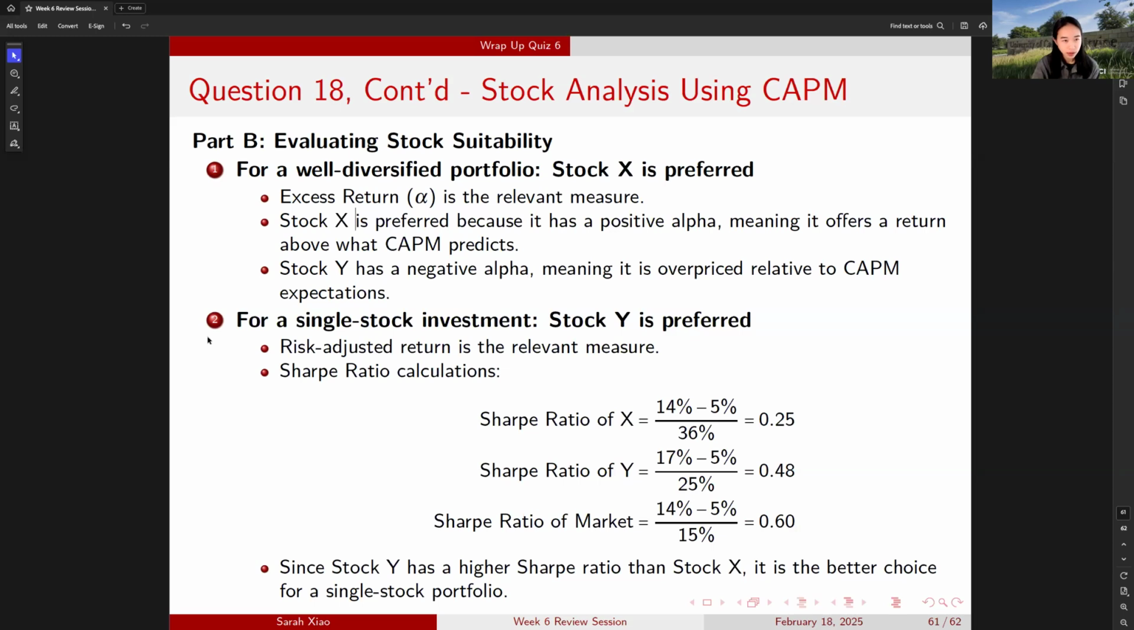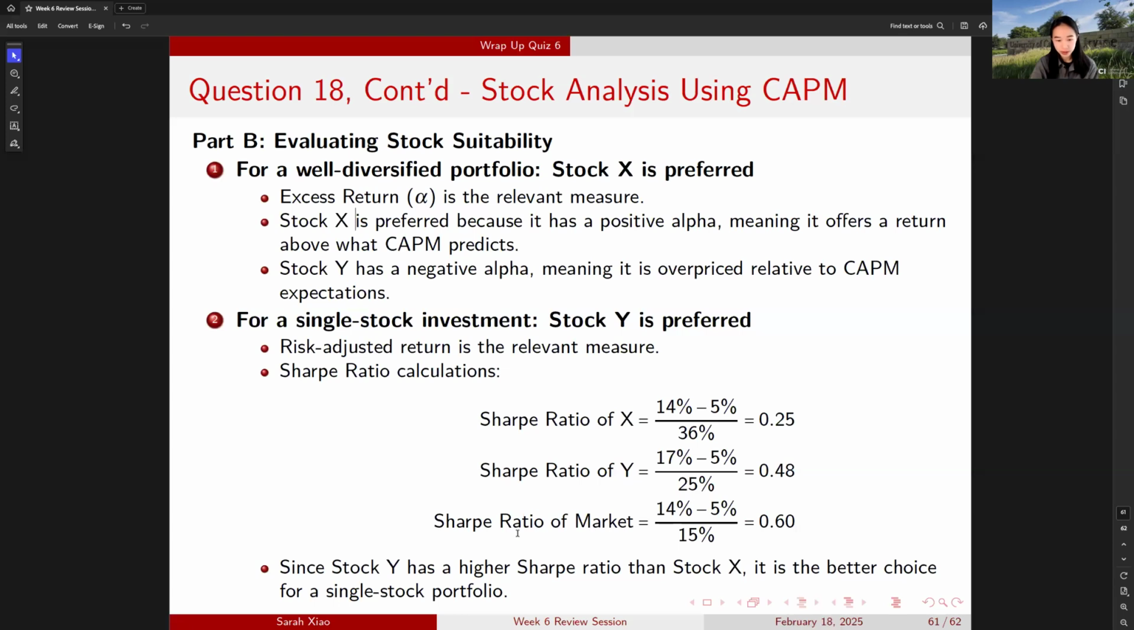And next, we want to consider which stock is preferred for a single stock investment. Here, the risk-adjusted return is the relevant measure. So we want to calculate the Sharpe ratio first. The Sharpe ratio for stock X is 0.25, and for stock Y is 0.48. The Sharpe ratio for the market is 0.6. We can get all the necessary information from the previous chart and calculation.